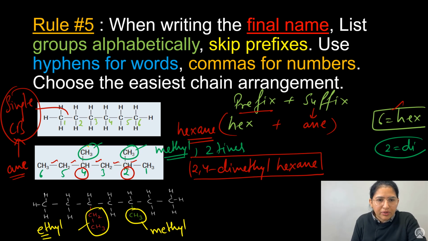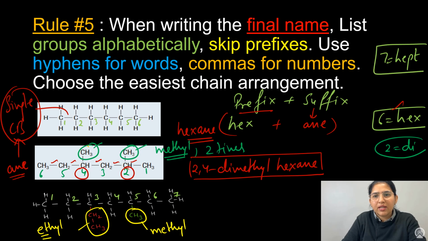Now let's count the carbons. 1, 2, 3, 4, 5, 6, 7. For 7, what do we write? We are supposed to write the prefix hept. But before the prefix, what do we have to write? We have to write the substituted groups alphabetically. Now let's go on with that.